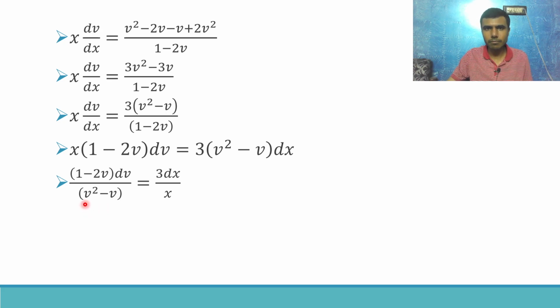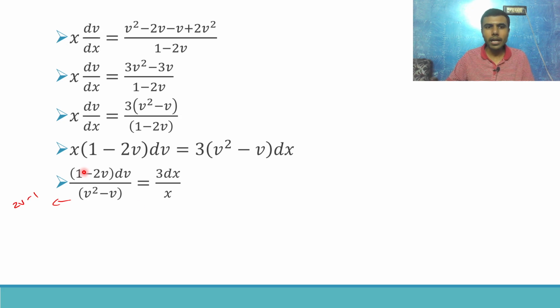What would I get? What would be the derivative of this denominator? Derivative of v square minus v is nothing but 2v minus 1. If you analyze the numerator, I have 1 minus 2v. The derivative of denominator is 2v minus 1, and in the numerator I have 1 minus 2v, which is minus of this. So that's why I want to write my numerator as something like the derivative of the denominator.